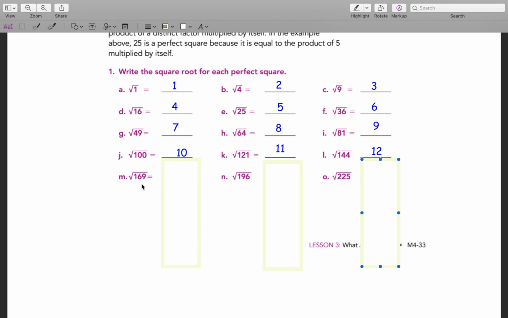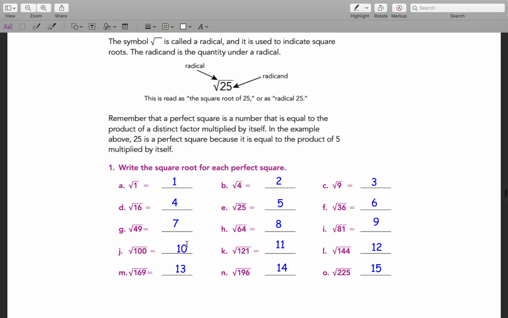Same thing, the two numbers that multiply to get 169, the two same numbers are 13. So 13 times 13 is 169. And 14 times 14 is 196. And 15 times 15 is equal to 225. So these are the perfect squares.